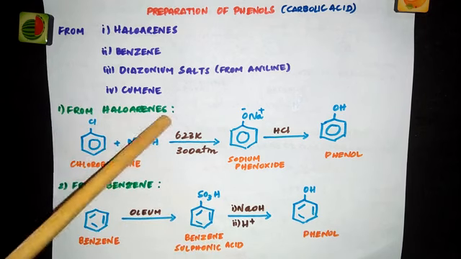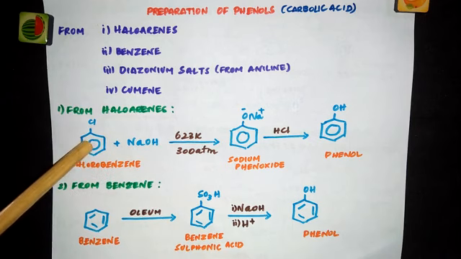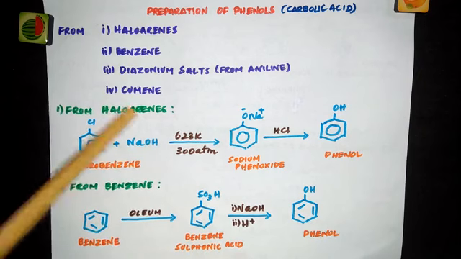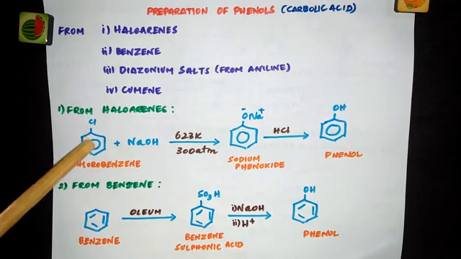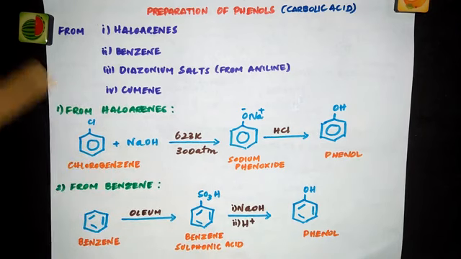We have seen haloarenes in the first chapter. What are haloarenes? When a hydrogen in the benzene ring is replaced by a halogen, we call that a haloarene. Here we have replaced the hydrogen with chlorine, so we are going to call this chlorobenzene.